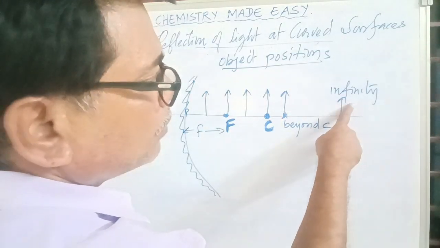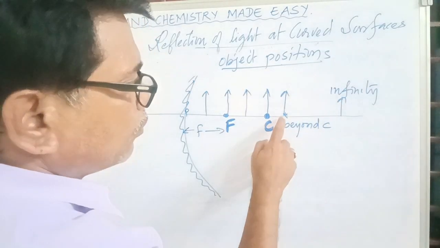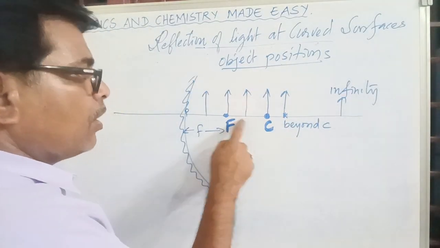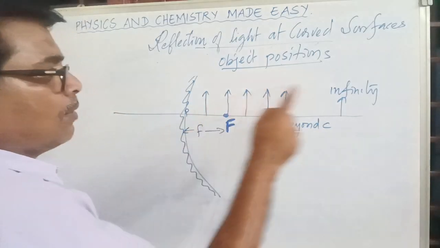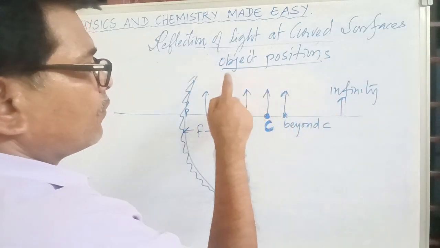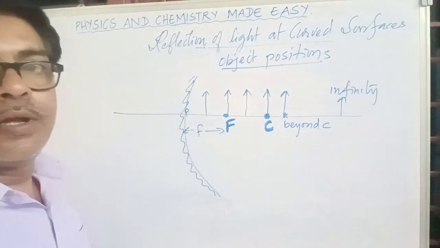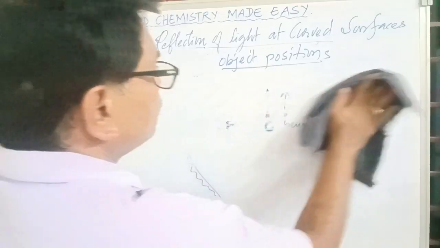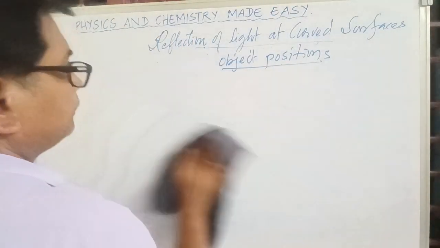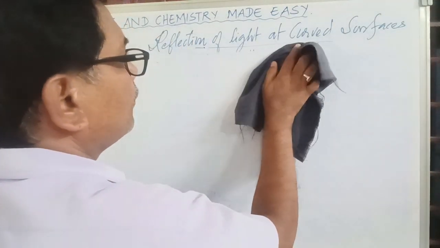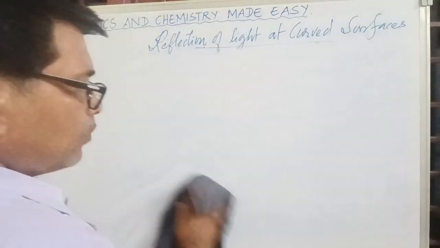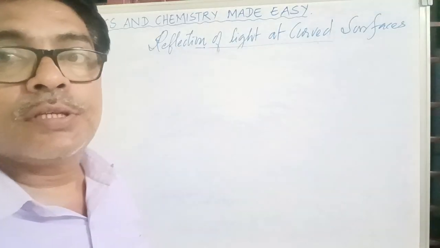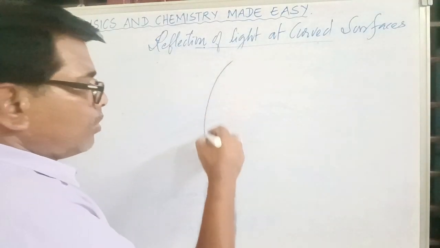So what is happening? Object at infinity, first position, then very close to C, so we call it beyond C, then it is on C, then between C and F, then on F, between F and P. Position 1, position 2, position 3, 4, 5, 6. 6 positions. Right? Very good. Now we will see what type of images you get for each and every position with their characteristic. Now before explaining that, as I promised you, I'll make physics and chemistry easy. I'll give you an idea. See, this is your concave mirror.